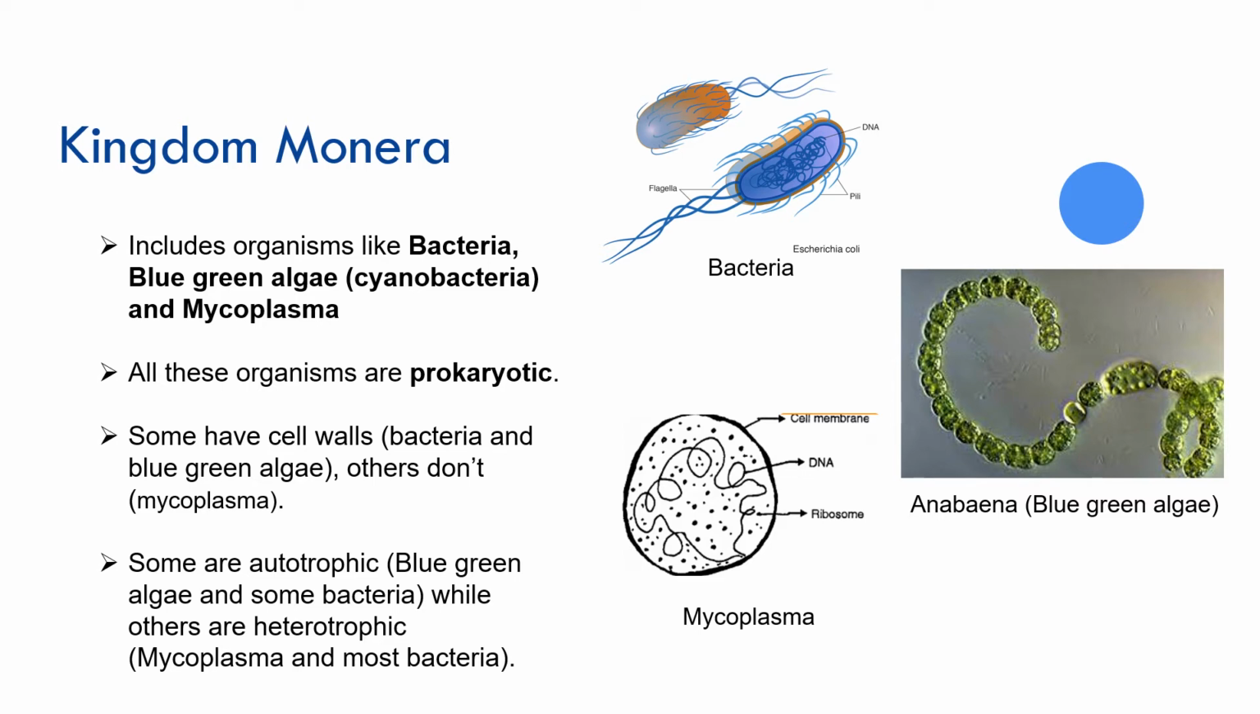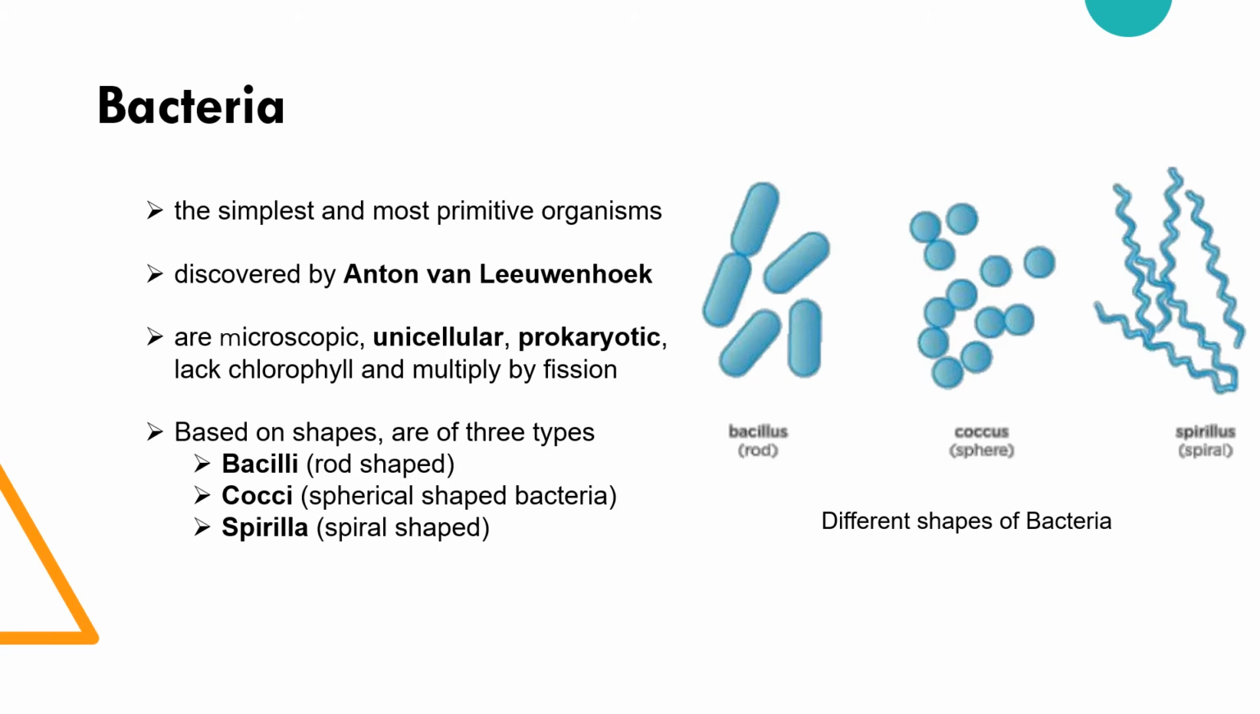Let us study the member bacteria in detail. Bacteria are the simplest and most primitive organisms first discovered by Anton van Leeuwenhoek. Bacteria are microscopic, unicellular, prokaryotic. Most of them lack chlorophyll and multiply by fission. According to the shape, they are of three types: bacilli or rod-shaped bacteria, cocci or spherical-shaped bacteria, and spirilla or spiral-shaped bacteria. Shapes of different types of bacteria are shown in the diagram.